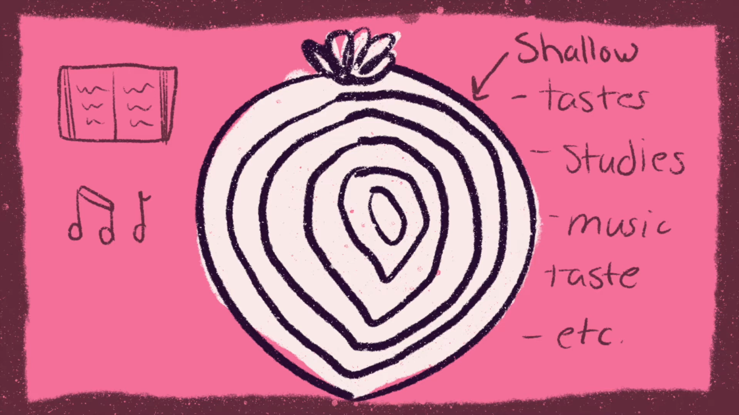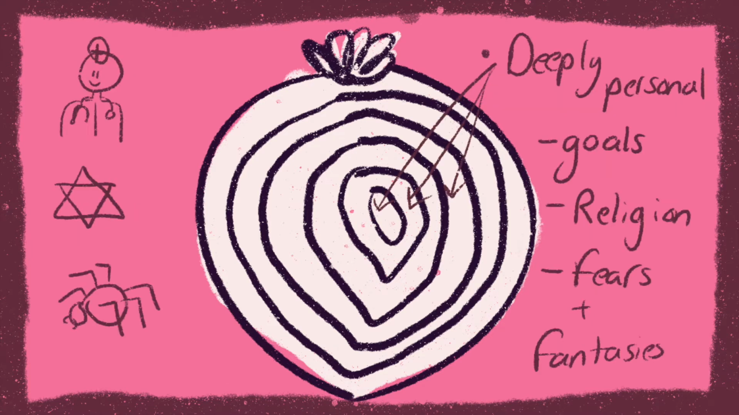In this model, the outer layers are more trivial and shallow, describing things such as tastes, studies, preference of music, and clothing, whereas the inner layers are more deeply personal with information like goals, aspirations, religion, fears, and fantasy, even concept of self. The more you can continue to interact with a person, the more likely you are to peel back the layers to each other's core values and get a more intimate relationship with them.